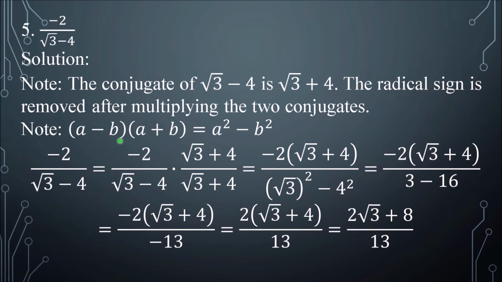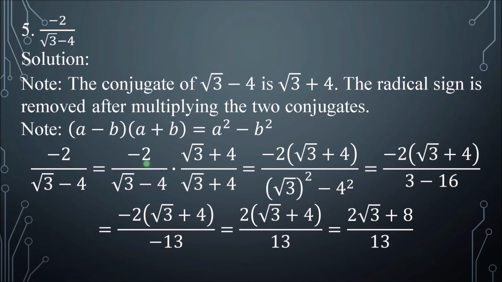A minus b, so we will be using this concept. A minus b times a plus b is equal to a squared minus b squared to know the conjugate to remove the radical sign in the denominator. So again, since we know already the conjugate of this, we need to multiply that, the conjugate, to the denominator and also to the numerator.